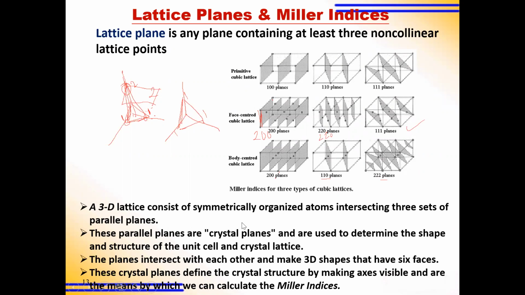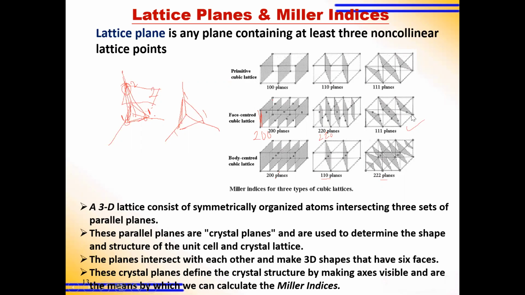A 3D lattice consists of symmetrically organized atoms intersecting three sets of parallel planes. जसं आपण बघितलंय. So all these parallel planes are crystal planes, and are used to determine the shape and structure of the unit cell and the crystal. म्हणून मी जसं आधी तुम्हाला सांगितले, we have already discussed this.